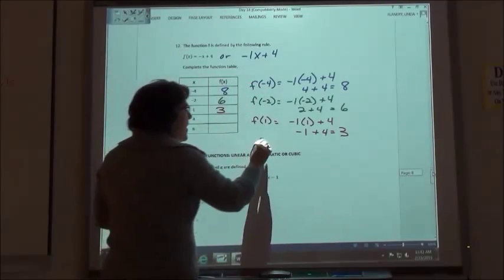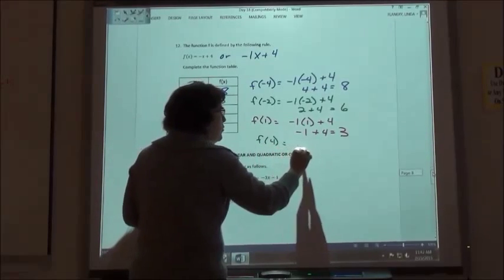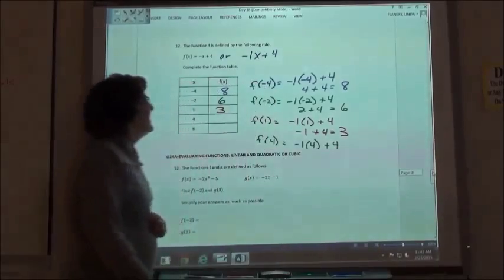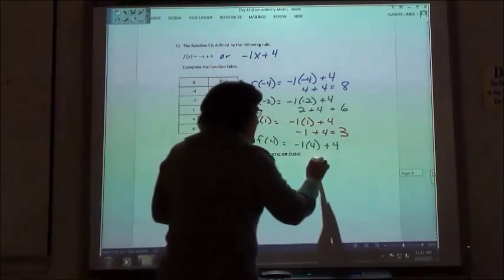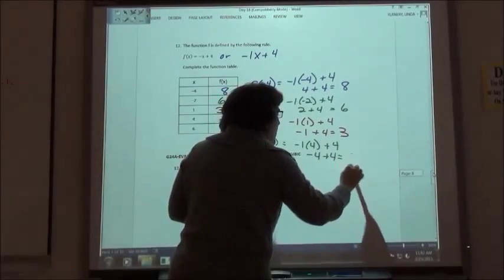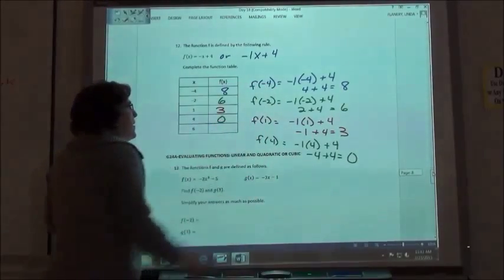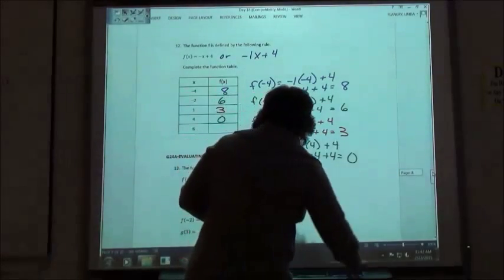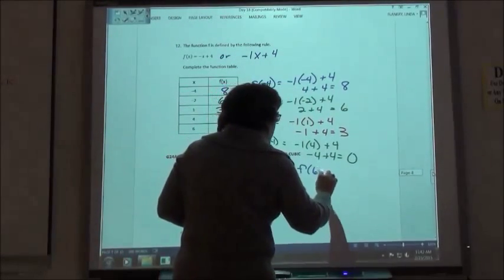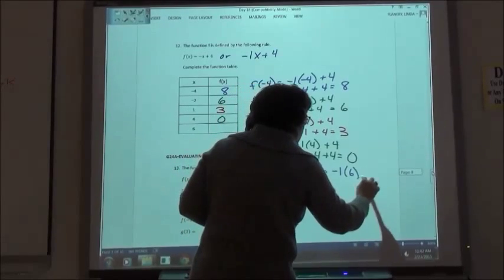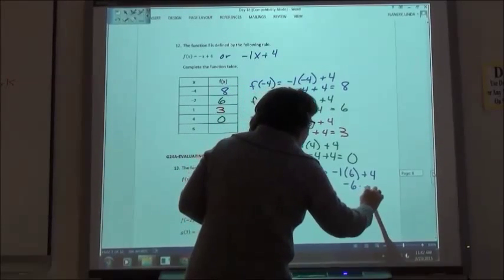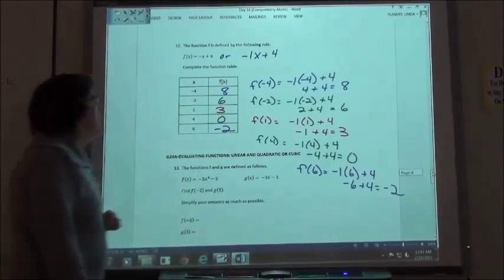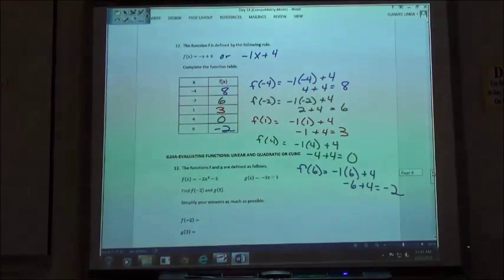Then I have to put a 4 in there. f of 4 means I'm going to do negative 1 times 4 plus 4. So negative 1 times 4 is negative 4, and negative 4 plus 4 is 0. And then my last one, I'm going to put a 6 in there. So f of 6 means I'm going to do negative 1 times 6 plus 4. Negative 6 plus 4 is negative 2. So I have 8, 6, 3, 0, and negative 2.